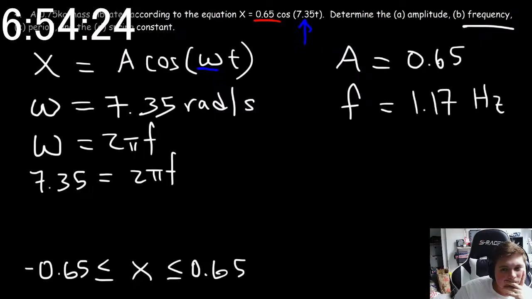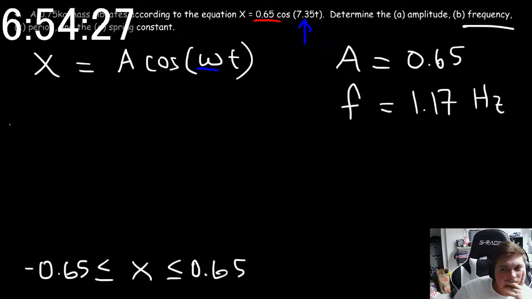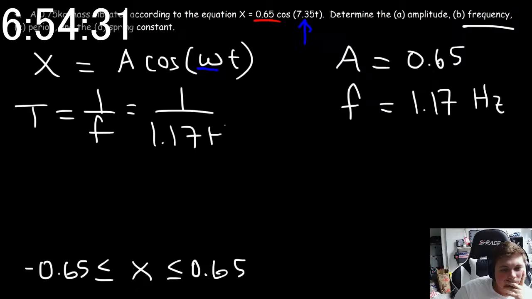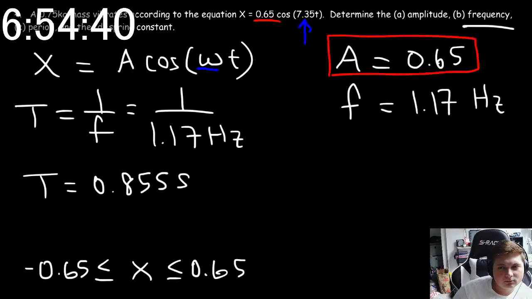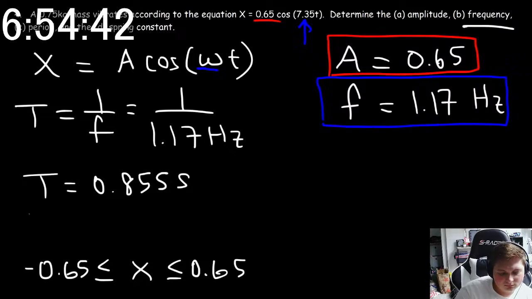Now how can we calculate the period? If you know the frequency, then you know the period. The period is simply 1 over the frequency. So in this example, it's 1 over 1.17 hertz. So 1 over 1.17, that's 0.855 seconds. So we have the amplitude, we have the frequency, and we have the period.